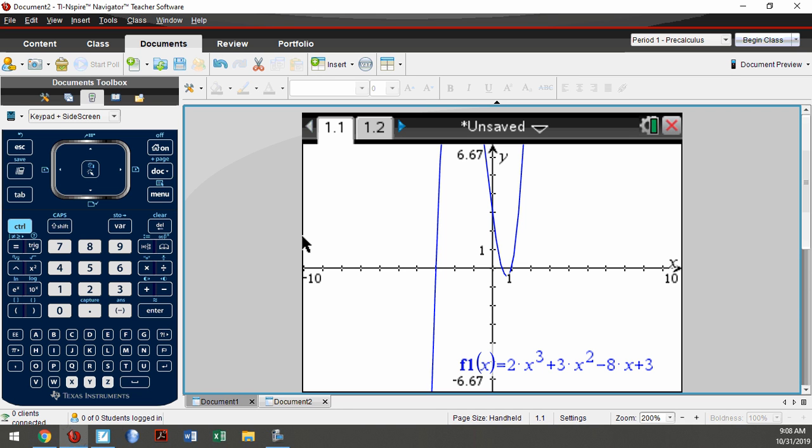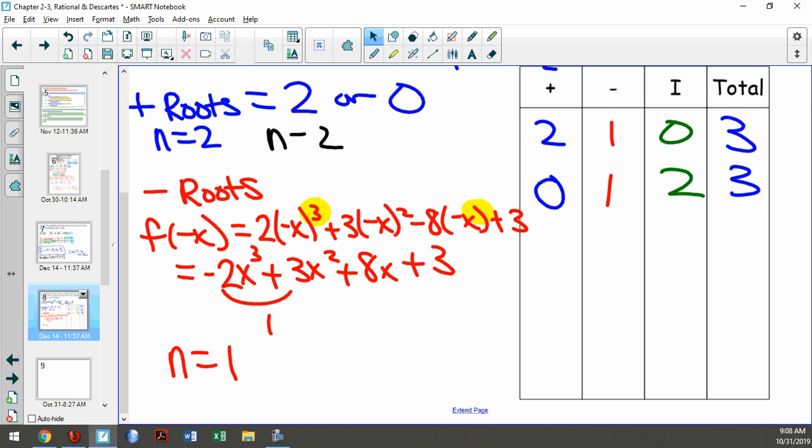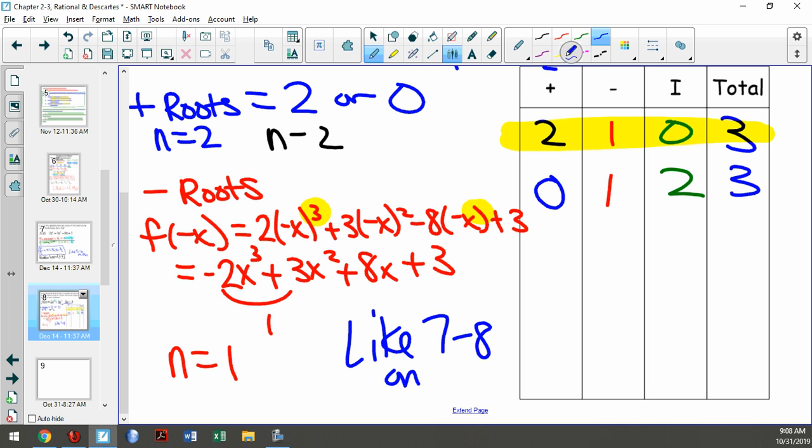That's all inside there. Now, how many negative roots do you see there? 1. How many positive? 2. So if we go back to what we know, that means that this right here is my only option. I better find 2 positive roots and 1 negative root whenever I do my synthetic division. Does that make sense? This is how you're going to do problems 7 and 8. That is like problems 7 and 8.